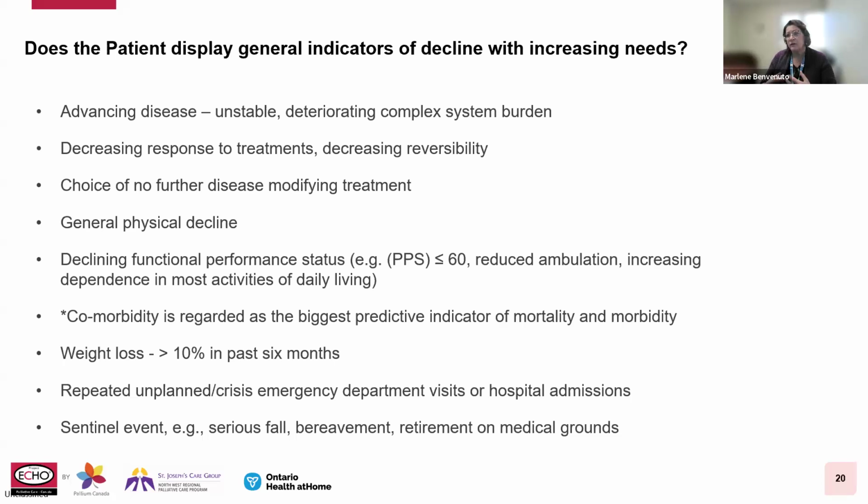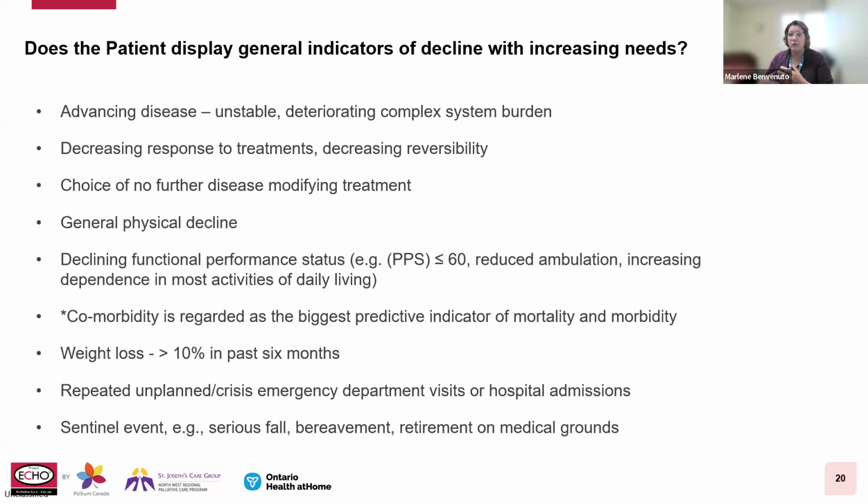Is there weight loss greater than 10%? It says 6 months, but I like to think of maybe 3 to 6 months, depending on how fast you see that change in their weight. Or repeated unplanned crisis emergency department visits or hospitalizations. I really think, and this is my own personal view, that if someone has been to the hospital three or more times in, say, a span of 3 to 6 months, they should be flagged in the emergency department to look and say maybe they need some palliative approach to care, right?